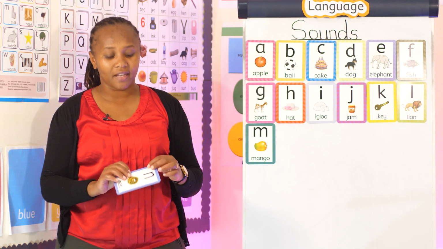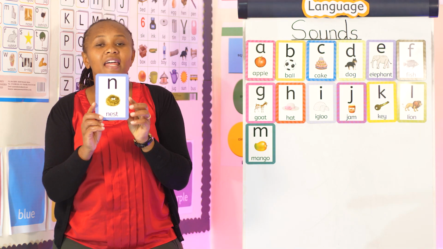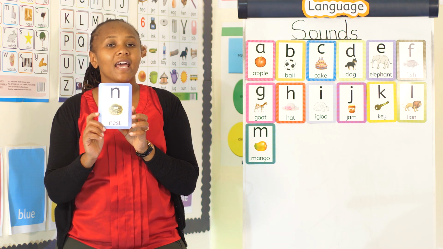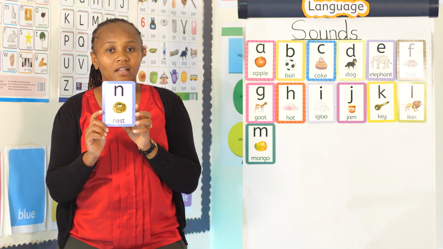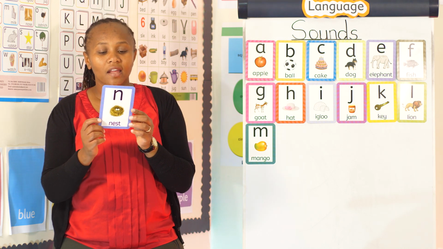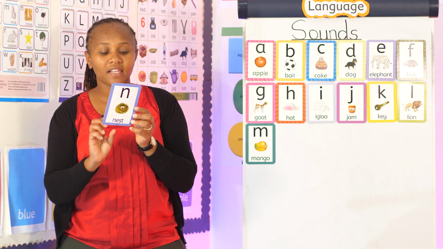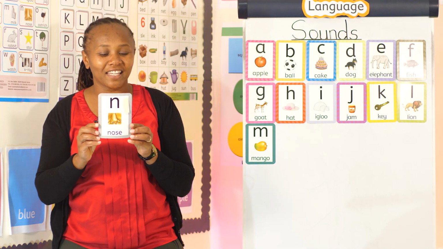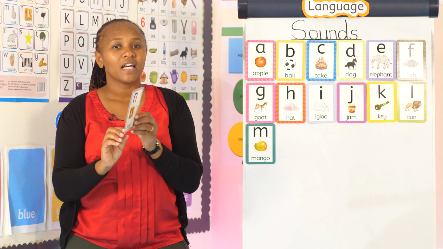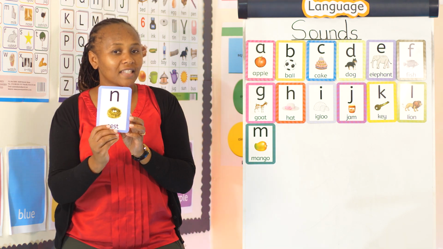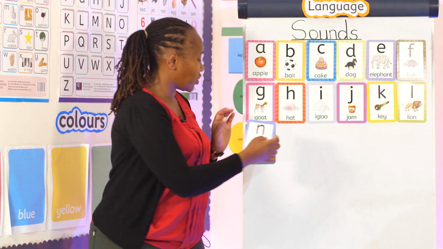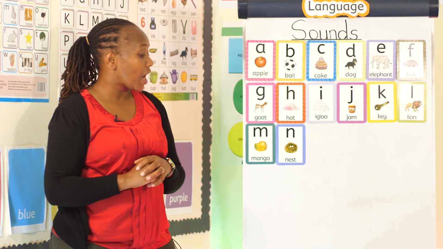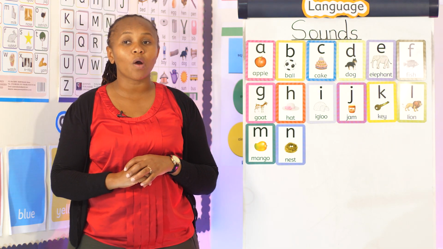M, mango, there. After M, we go to sound N. Say N. Sound N, nest. Repeat after me and say N, nest. Okay? After N, we can say N, nest, or N, nose. Okay? N, nose. N, nest. Wow. Good children. We put the sound N there.